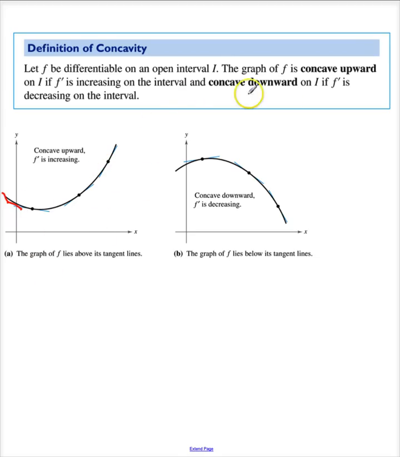You can think of something being concave upward if you can make a smile out of it. It's happy to be concave up. Now a function is concave down if f prime is decreasing on the interval. Here f prime is positive, but it is decreasingly positive, and here it is becoming more negative. So we can see a function is concave down if it curves downward. A lot of times we talk about smiley faces and frowny faces.